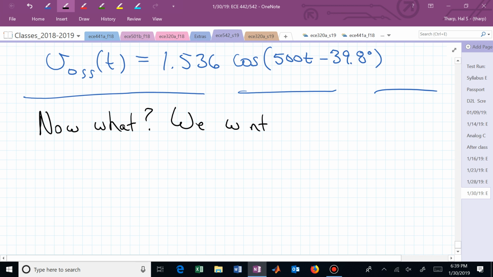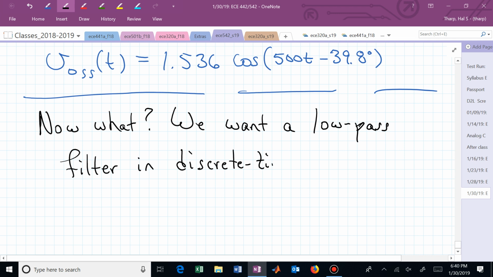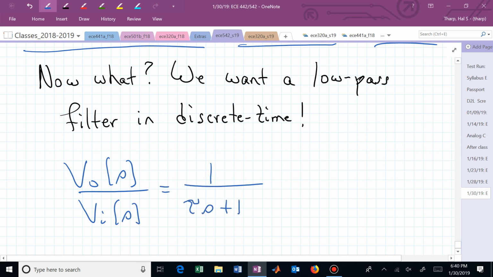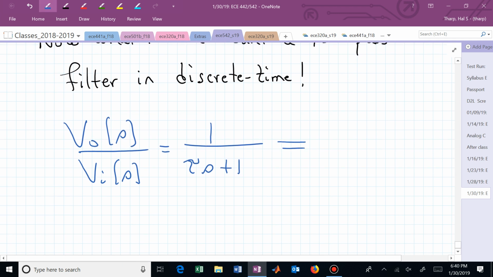We actually want a low-pass filter in discrete time. What do we have? Well, we have v sub 0 of s, the output's Laplace transform, over the input's Laplace transform, and that was 1 over tau s plus 1. Or we can cross multiply, and we now know that tau s plus 1 times v sub 0 is equal to v sub I.